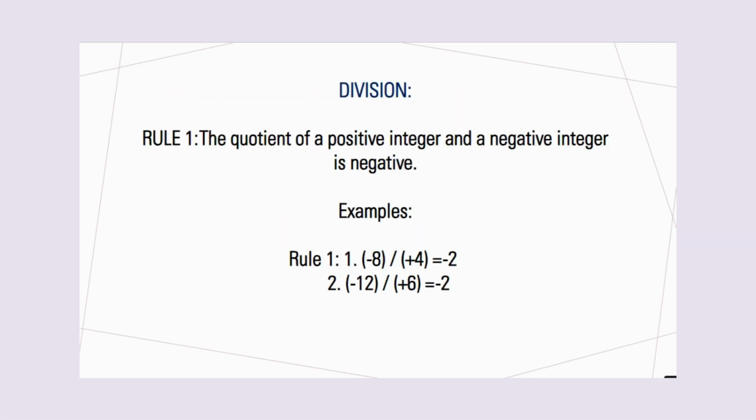Division rule number 1. The quotient of a positive integer and a negative integer is negative. When you divide a positive integer by a negative integer or a negative integer by a positive integer, the result is always negative. For example, minus 8 divided by plus 4 is equal to minus 2. Here, minus 8, a negative integer, is divided by plus 4, a positive integer. The result is minus 2, that is negative. Similarly, in example 2, minus 12 divided by plus 6 is equal to minus 2.